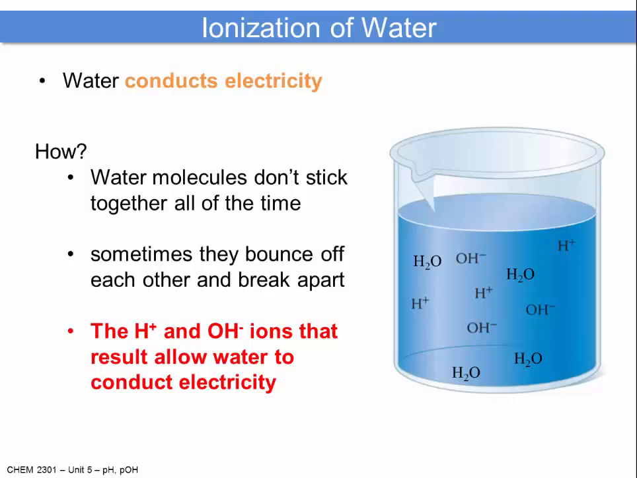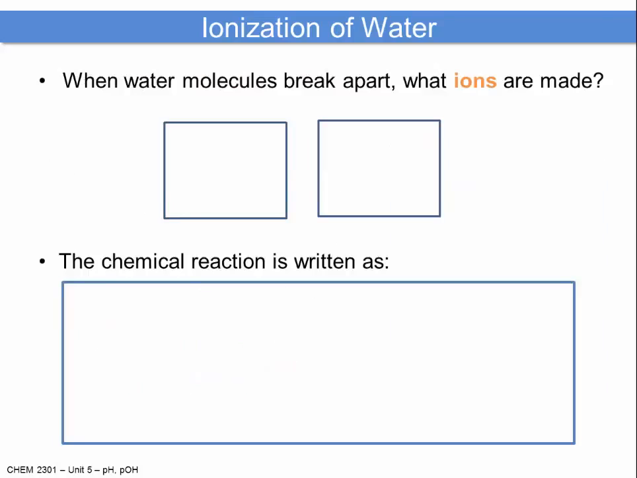But really that H2O, as we'll see in a moment, is made up of hydrogen ions and hydroxide ions. Sometimes when those water molecules run into each other, they bounce off each other and they break apart into the hydrogen and the hydroxide ions. And it's the positively charged hydrogen ions and the negatively charged hydroxide ions that result in allowing water to conduct electricity. So, as we just said, when water molecules break apart, what ions are made? Hydrogen ions and hydroxide ions.